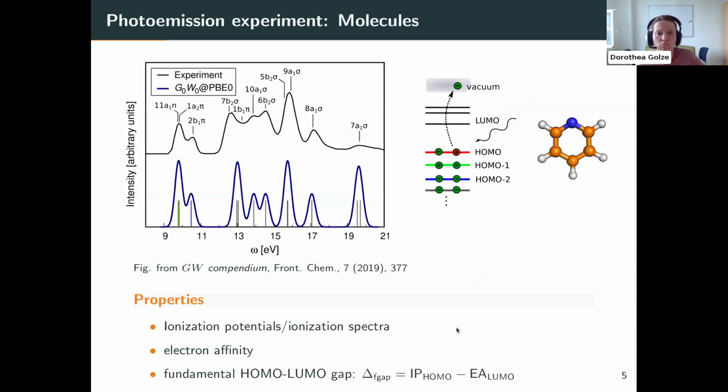In the interest of time, I will go on to show some examples of how such a photoemission experiment looks in the case of molecules. We have here pyridine. In black, we have the experiment. You see here at around 9.5, the first peak, and I tried to indicate this. This is from the electron binding energies, basically, of the HOMO and HOMO-1.